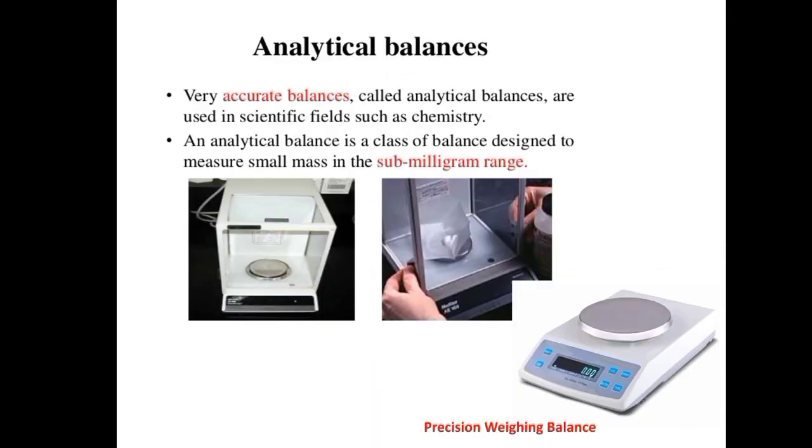Next one, if you see here, these are the weighing balances. So we know that a weighing balance is an instrument which is used to determine the weight or the mass of an object. Okay, so it is used to determine the weight or mass of an object. So there are two types of weighing balance. They are analytical balance as well as the precision balance. So what is the difference between precision and analytical balance?